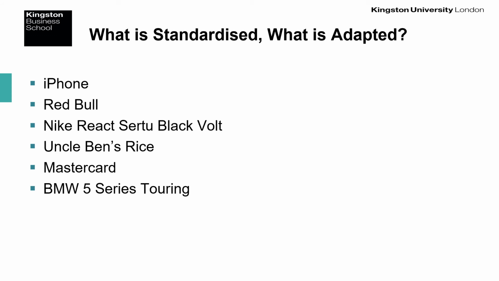So for our next scheduled class sessions, what I'd like you to do is to look at each of these brands: the iPhone, Red Bull, Nike React Certu Black Volt trainers, Uncle Ben's Rice, MasterCard, and the BMW 5 Series Touring. And have a look at how these brands are marketed in a selection of different countries around the world. And see if you can note down what stays the same, if anything, in these countries, and what changes, what adaptations are made, either to brand elements, to brand positioning, or to the marketing programs, the pricing, distribution channels, product features, etc. And bring your thoughts with you to our class.